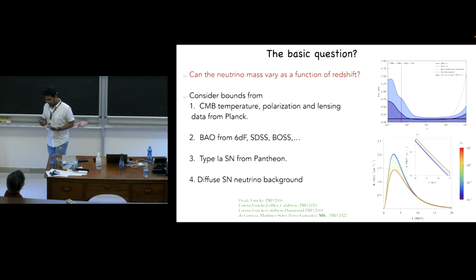This is not a new question. People have tried to probe it from a model-dependent or a model-independent perspective, just by looking at data from cosmology, from baryon acoustic oscillations, something that we heard a lot about in the last week, even from using data from type 1a supernovae. And with some people in the audience, we have also made some predictions of how one can use the DSNB as well to probe this kind of mass-varying nature of neutrinos.